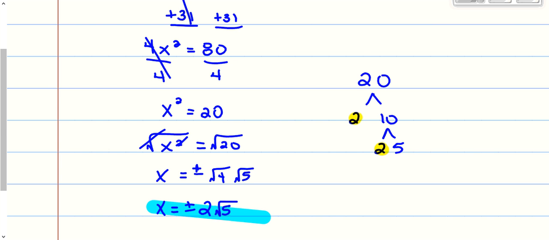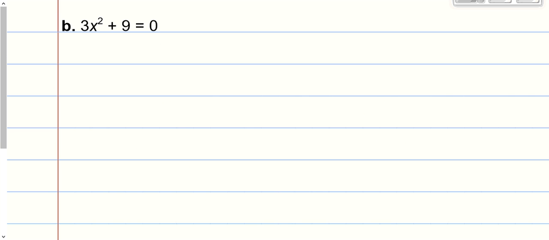All right, let's look at another one of those. So here we have 3x squared plus 9 equals 0. Let's subtract 9 from both sides.